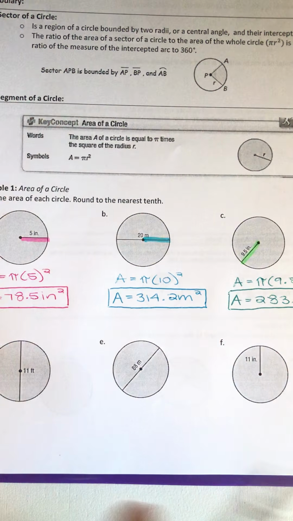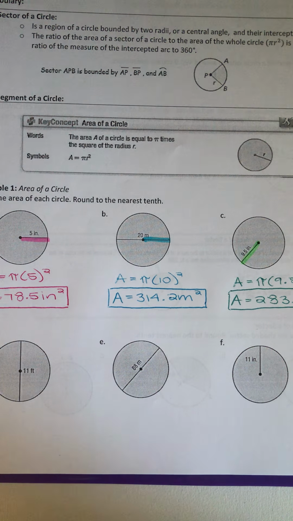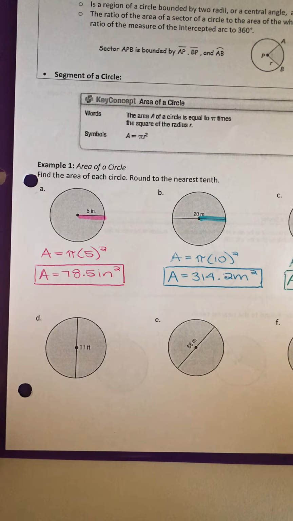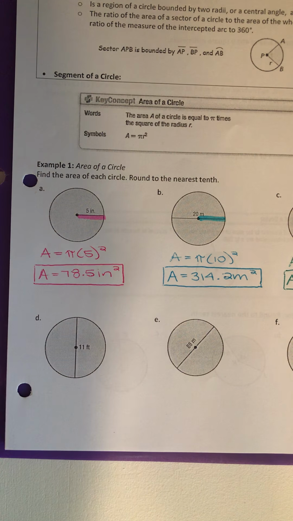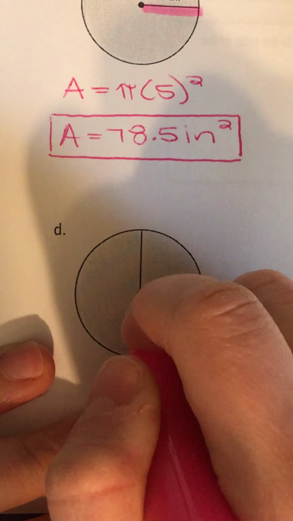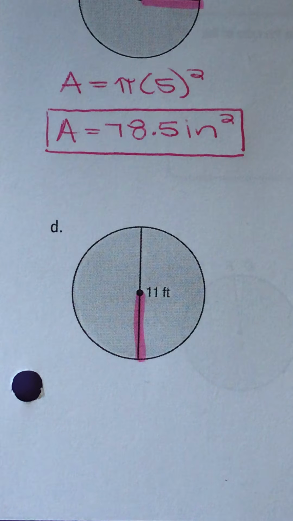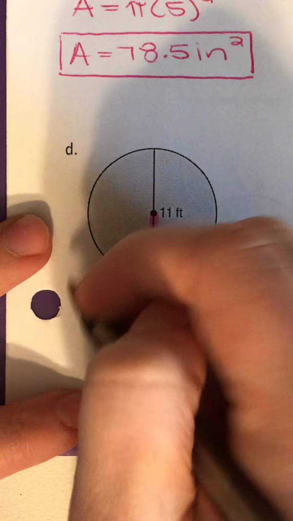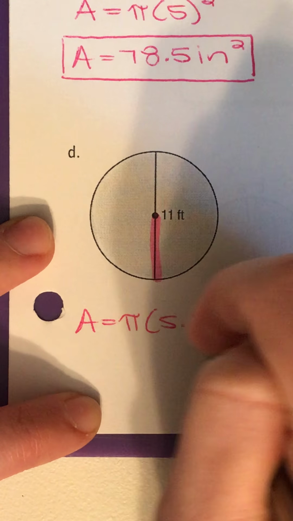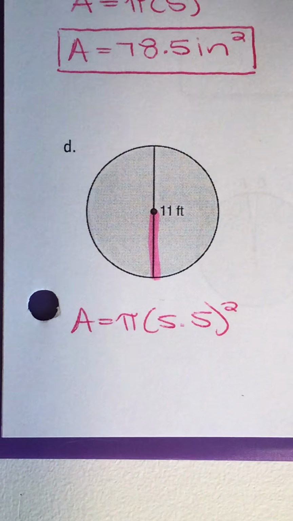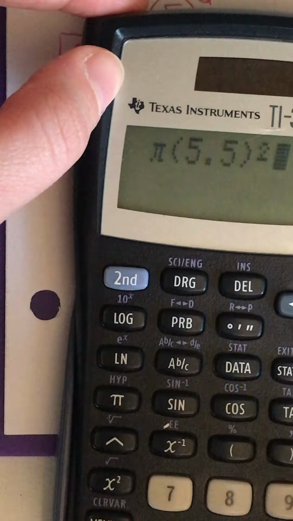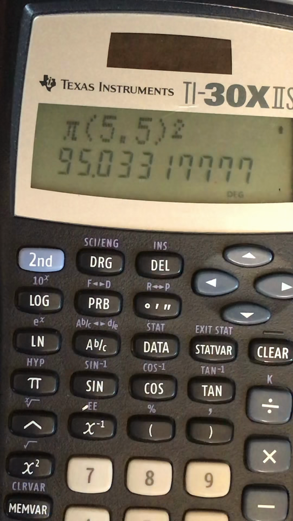So now that we've done 3 together, I'd like you to try the bottom 3 on your own. So maybe stop the video and then come back to check. I'm going to keep on going. This one, I'm only looking at half of 11, so it's going to be 5.5. I get 95.